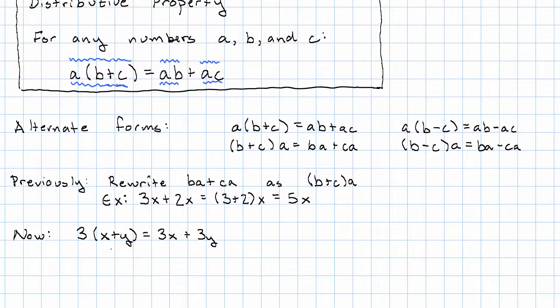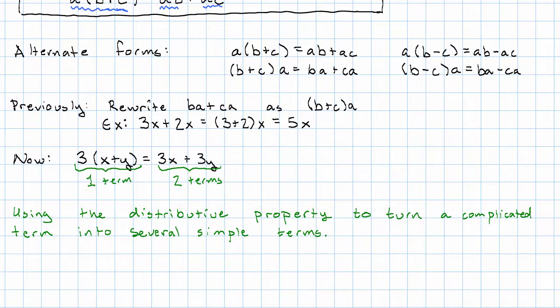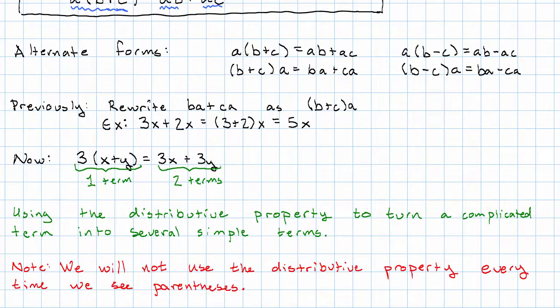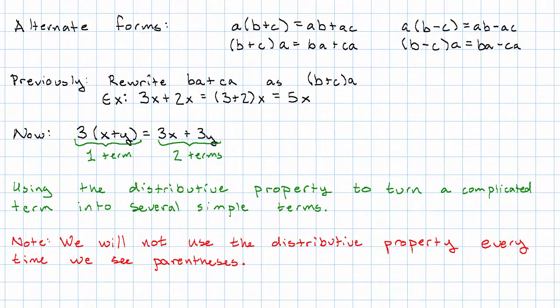Notice, by our definition, before we begin we have one term, since the only addition is inside parentheses. And after we finish, we have two terms. We're using the distributive property to turn a complicated term into several simple terms. It is important to note, we won't necessarily use the distributive property every time we see parentheses.